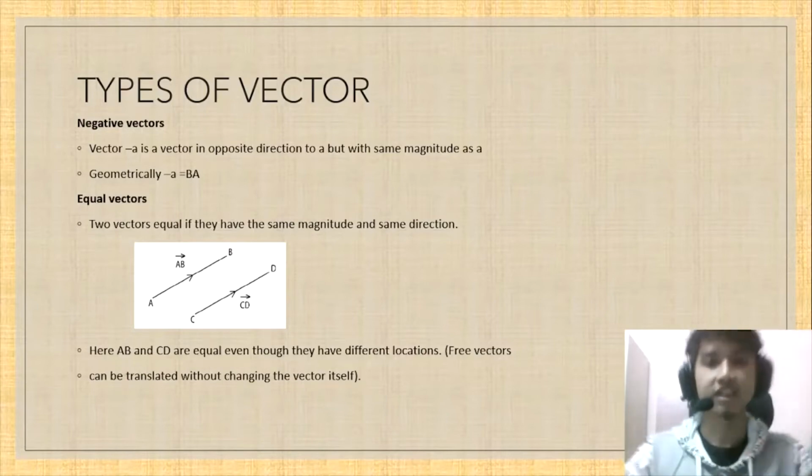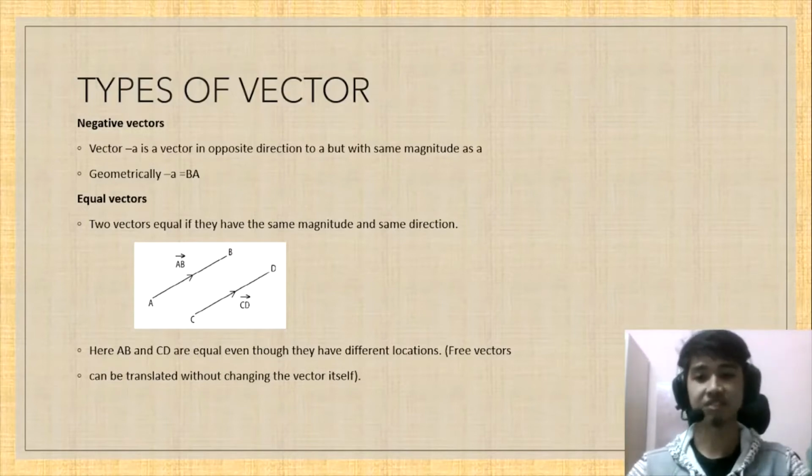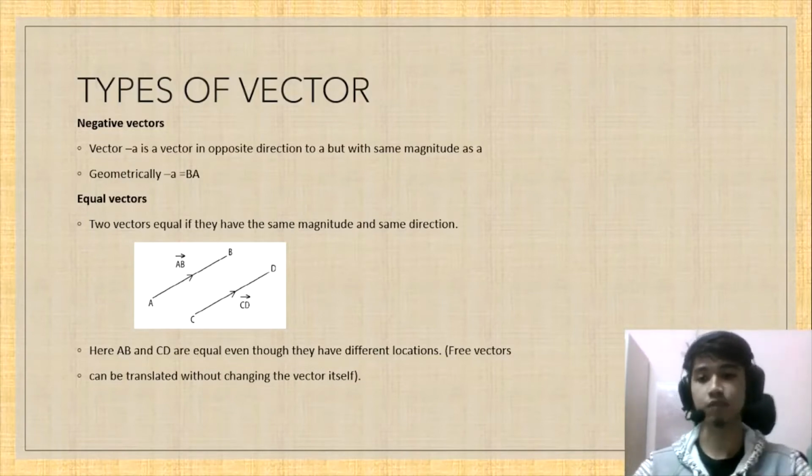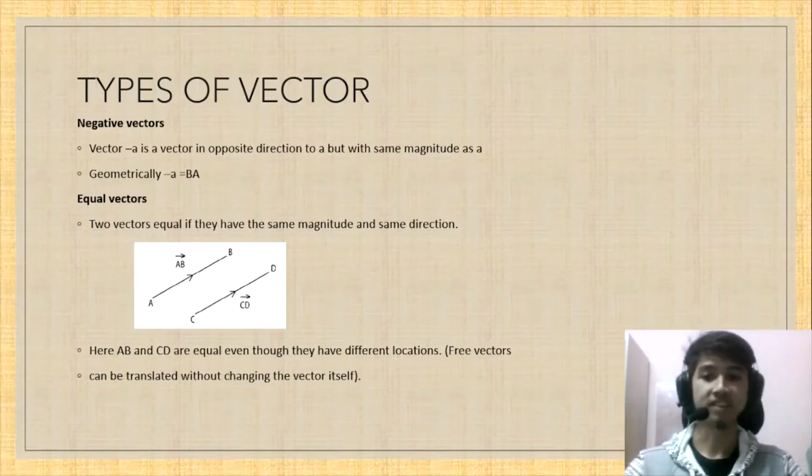Thirdly, equal vectors or parallel vectors can only be achieved when two or more vectors are equal in length, magnitude, and direction. For example, on your screen right now, there is an AB vector which starts from A and terminates at B. Meanwhile, there is another vector, vector CD, whose initial point is C and terminal point is D.